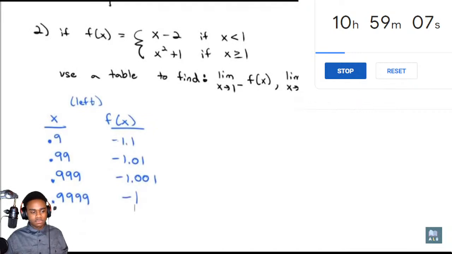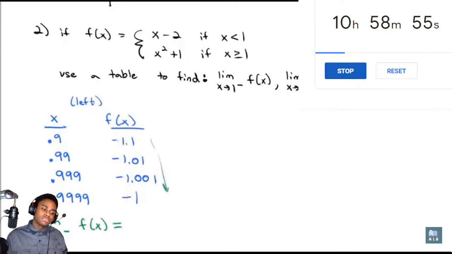So what that tells me then is that the limit as x approaches 1 from the left, using numbers slightly smaller, of f of x, we're approaching or getting closer to negative 1. Now let's look at the right side.